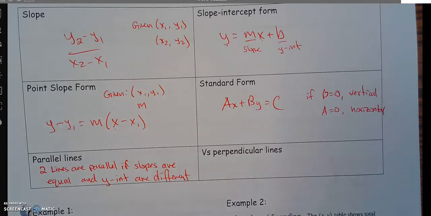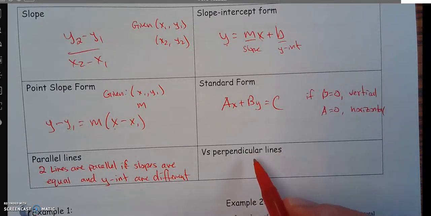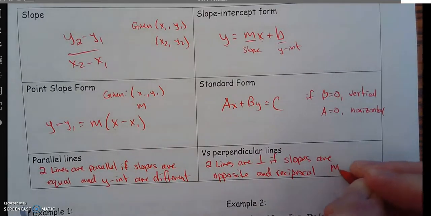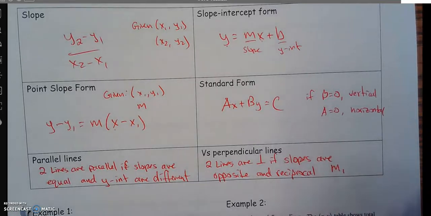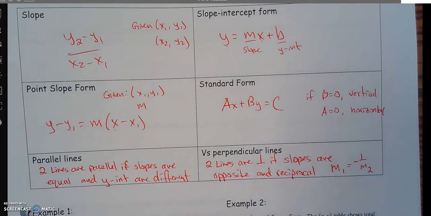And then, versus perpendicular lines, two lines are perpendicular if the slopes are opposite reciprocals of each other. And that's to say that if one slope was m1, the other one would be negative 1 over m1.